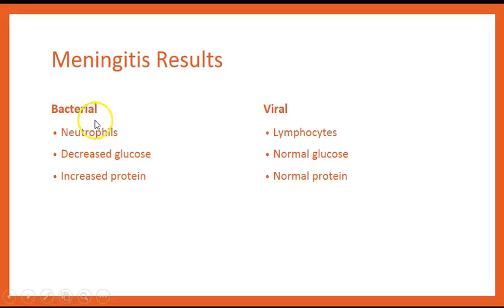Neutrophils fight off bacteria, lymphocytes fight off viruses. So in the spinal fluid differential, you'll see mainly neutrophils for bacteria. The glucose in chemistry is decreased because the bacteria are going to consume the glucose in the spinal fluid. So it's going to be decreased, but viruses don't, so this is going to be normal for those. With bacteria, there's going to be increased protein, and in viruses, there's normal protein.